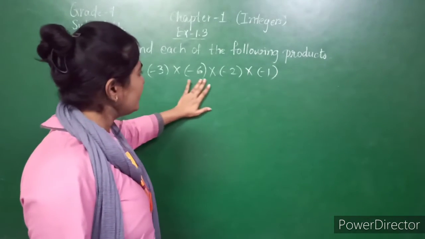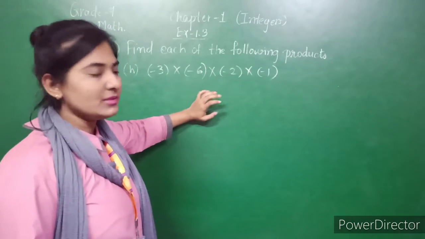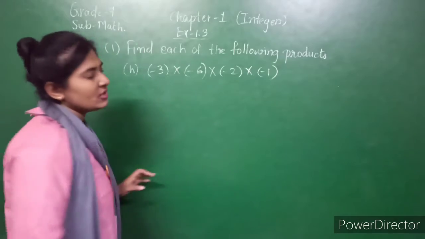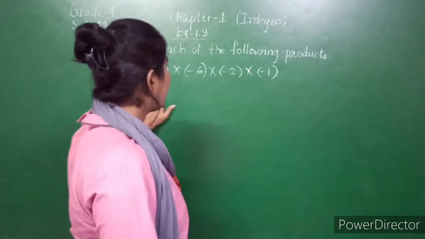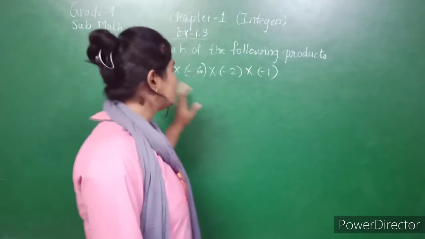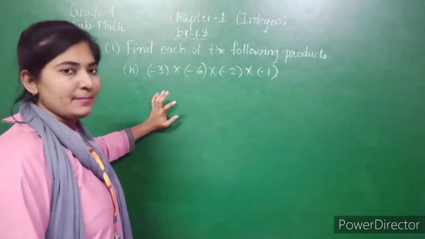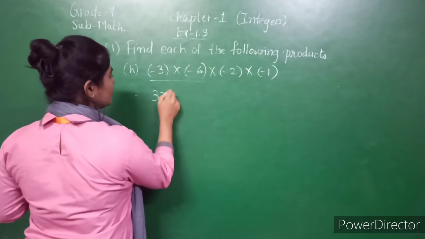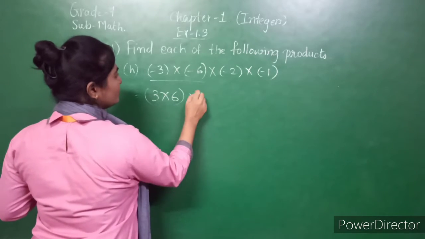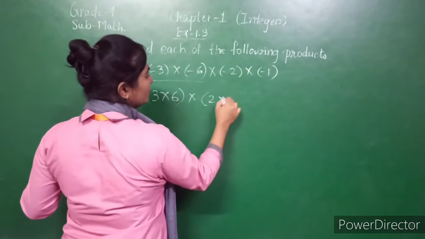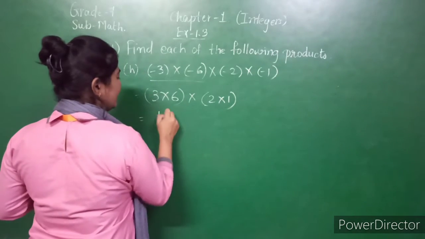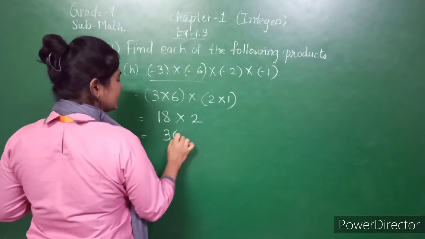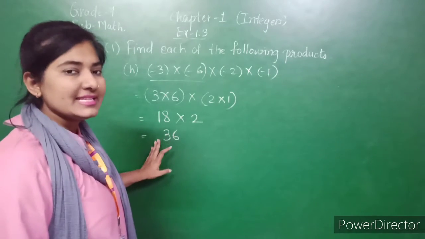Now minus 3 into minus 6 into minus 2 into minus 1. So here how many times is minus there? It is 4 times, it means here minus is given an even number of times, so our answer will be positive. So first of all we take these pairs. So it is 3 into 6 into 2 into 1. So it is 18 into 2 ones are 2, so it is 36. So our answer is positive 36.